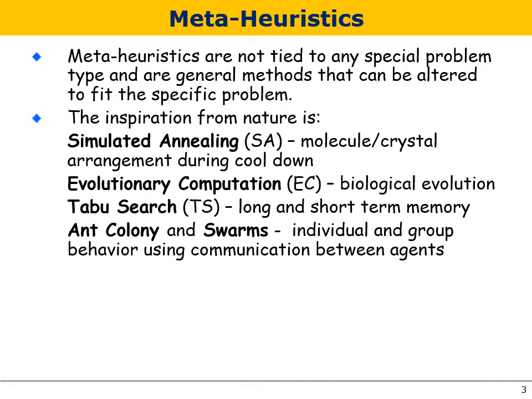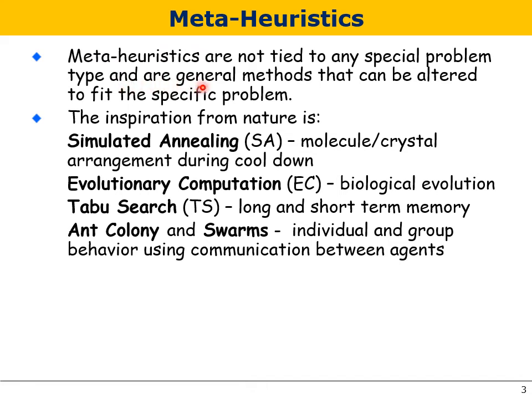Meta-heuristic algorithms are not tied to any special problem type. For example, you have a tabu search algorithm. It doesn't mean that the tabu search algorithm solves only the TSP. No, you can apply it to solve a traveling salesman problem, a knapsack problem, a set covering problem, a facility location problem, a machine scheduling problem. Any kind of optimization problem, even nonlinear programming formulations, you can solve with these meta-heuristic algorithms.